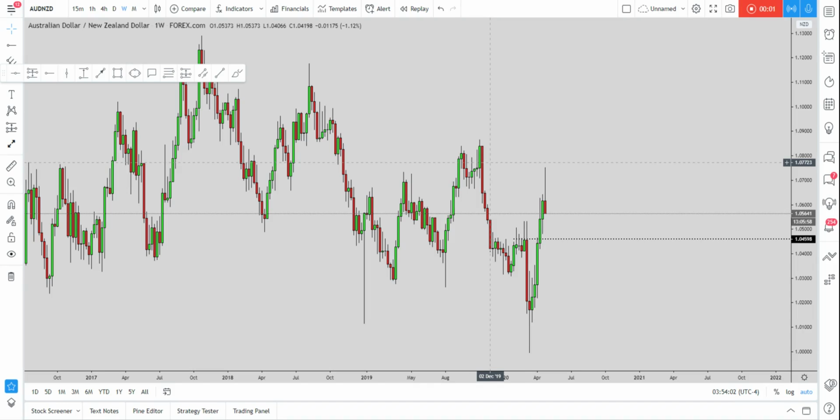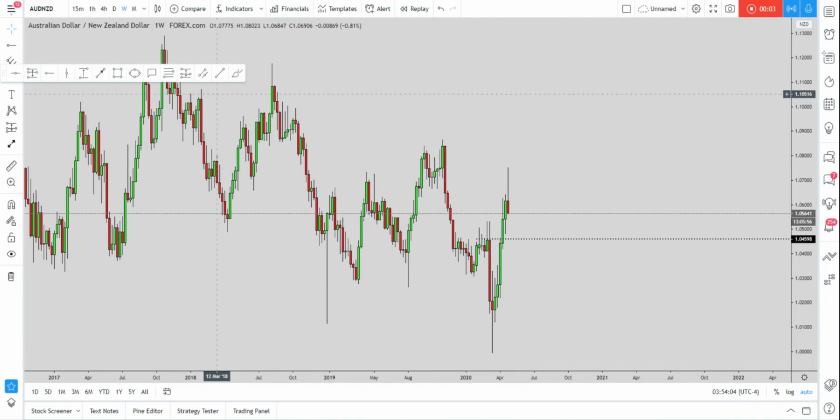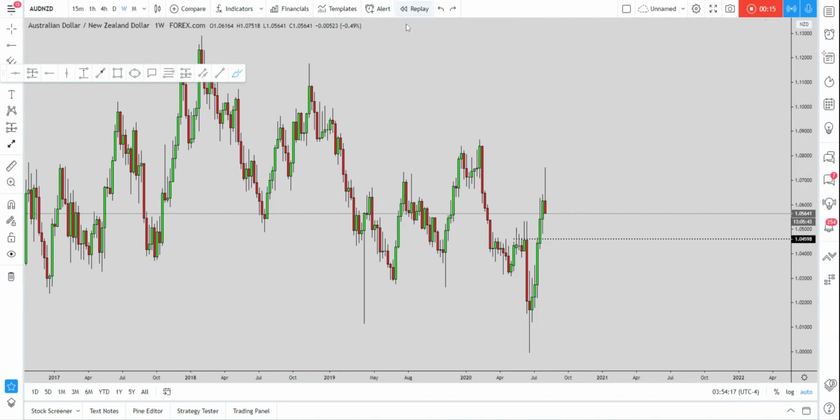Okay, so what kind of situation do we have at the moment from a weekly perspective on AUD NZD? Now, clearly the market has created this W formation. And after a W formation like this, what do you expect? Specifically, after a market has basically gone to retest exactly the previous support here.